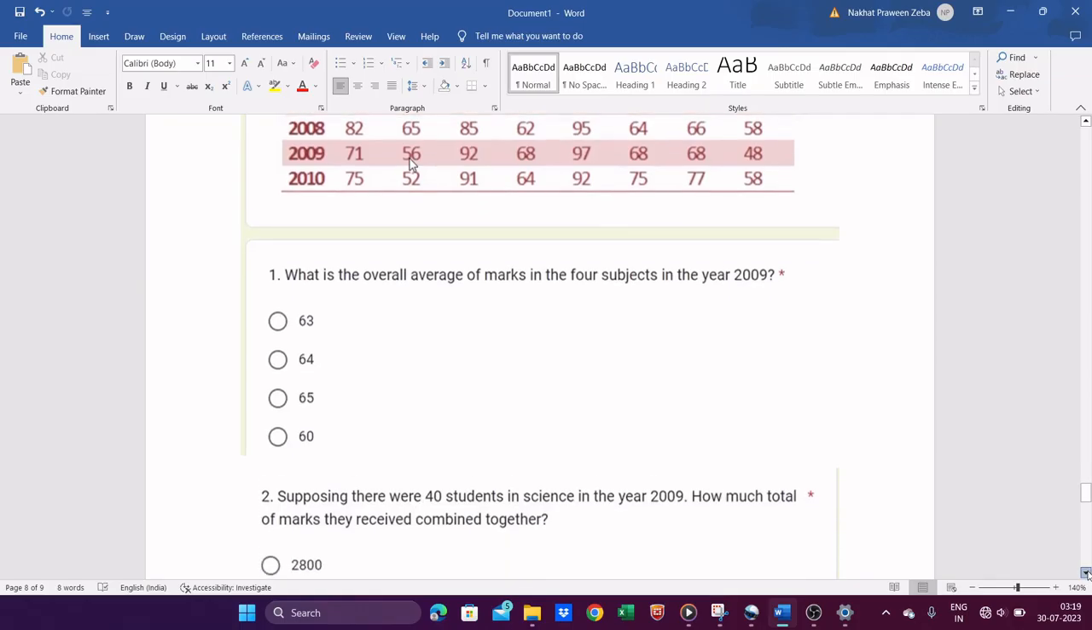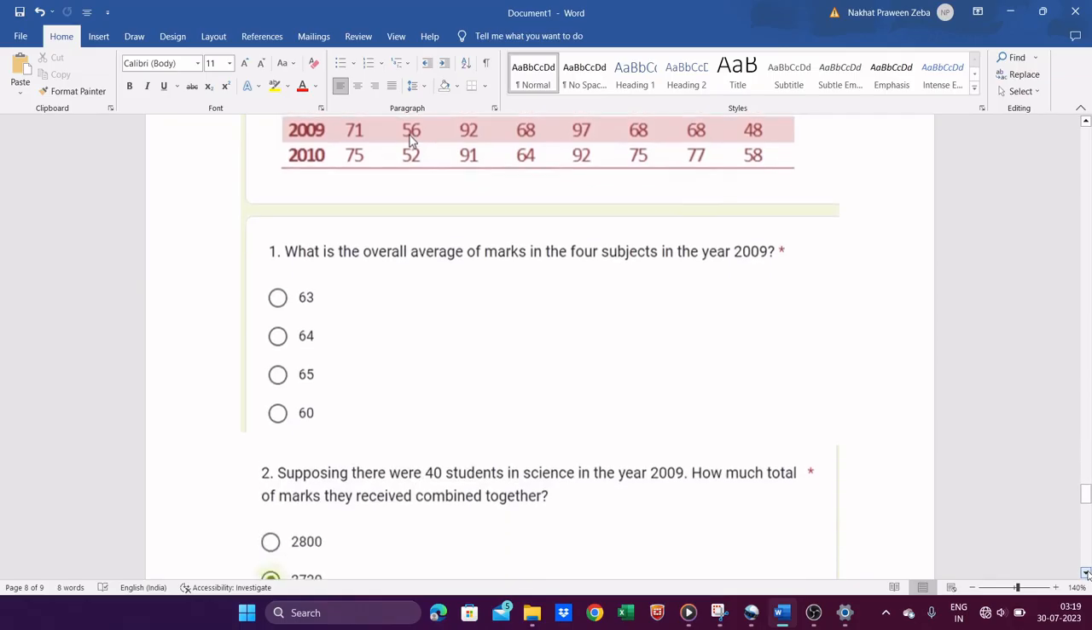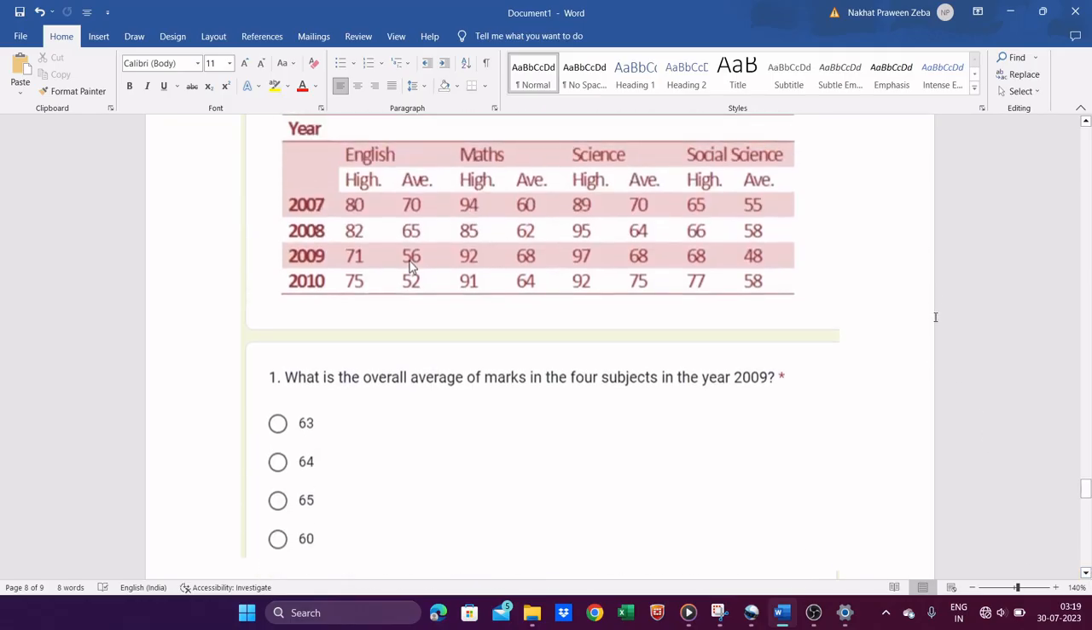Okay, so the first question is, what is the overall average of marks in the 4 subjects in the year 2009? So in 2009, you need to check from the table, of course. In 2009, focus on the overall average of marks in the 4 subjects. Here they are talking about all the 4 subjects. You can see the average is given for English, it is 56, for math 68, science 68, social science 48. You need to see the average one.